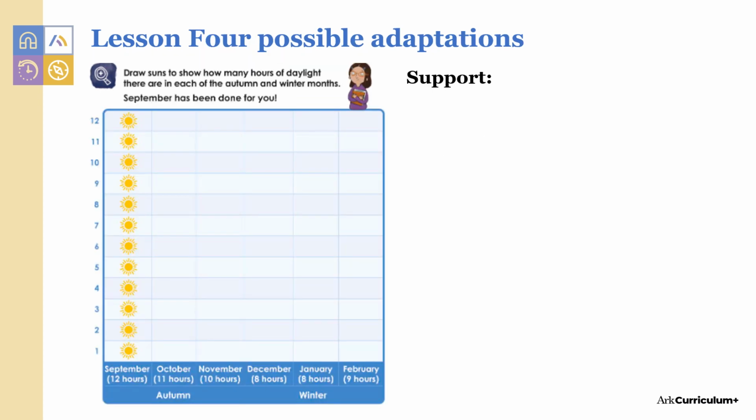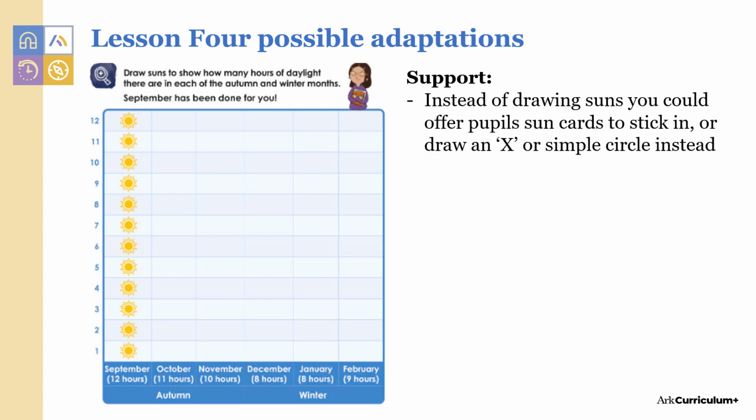In this activity, pupils need to draw suns to show how many hours of daylight there are in each of the autumn and winter months. And you can see September has already begun for them. Support pupils by, instead of drawing suns, offering pupils sun cards to stick in, or drawing an X or a simple circle instead.